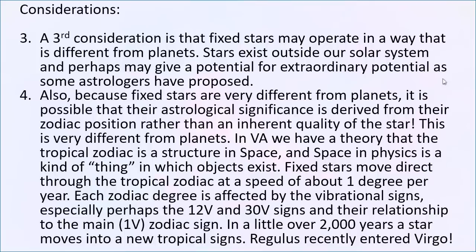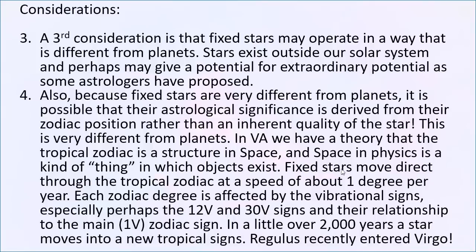And just speculating, one speculation that we have in VA is we have a theory that the tropical zodiac is a structure in space, and space in physics is a kind of thing in which objects exist. So if we think about this and what the theory of astrology is, I've made entire videos about this. Sounds rather abstract and weird, but based on ideas in physics, there's this idea of space, and the tropical zodiac defines a structure in space.